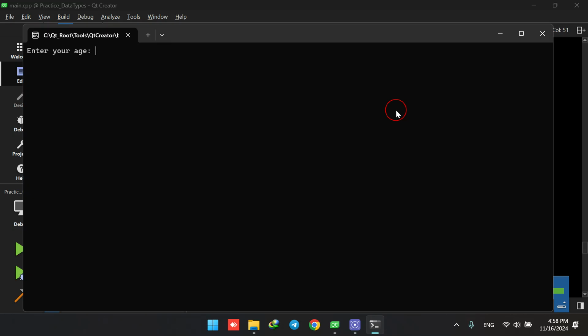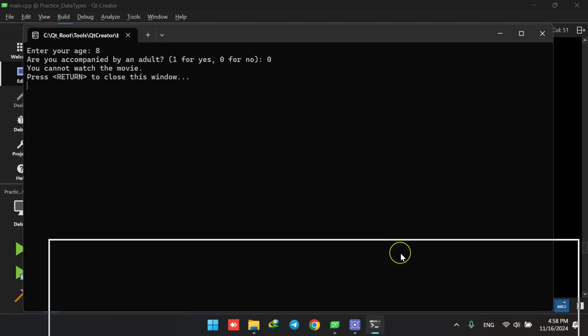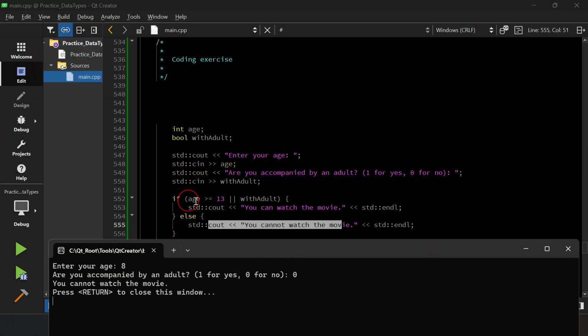Let's try another one. How old are you? I would say 8. Are you accompanied by an adult? I would say no. You cannot watch the movie. Why? Because neither the first condition nor the second condition is met. So it skips this part, goes to the else part, and says that you cannot watch the movie.